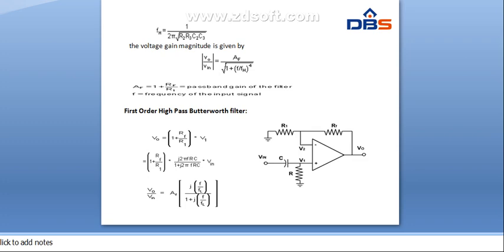So that is about low pass filter. So next, if you see the high pass filter, first order high pass Butterworth filter. First of all, why is it called Butterworth filter? So here the filter in which the denominator polynomial of its transfer function is a Butterworth polynomial, so that's why it is called a Butterworth filter.